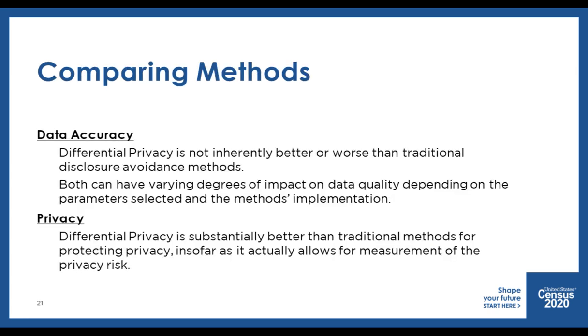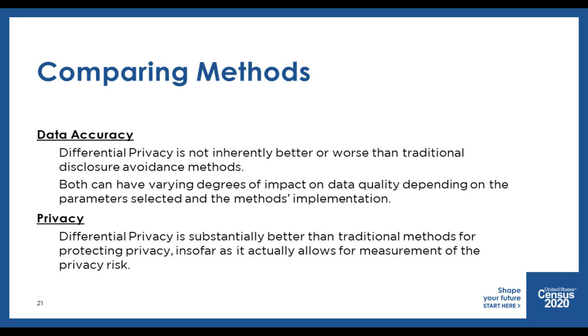There are a lot of differential privacy naysayers who say that DP will destroy the usability of data compared to traditional privacy protection techniques. Let me be clear that when you're comparing differential privacy with traditional disclosure avoidance techniques, neither approach is inherently better than the other from the perspective of data accuracy. It all depends on their implementation and their parameters.